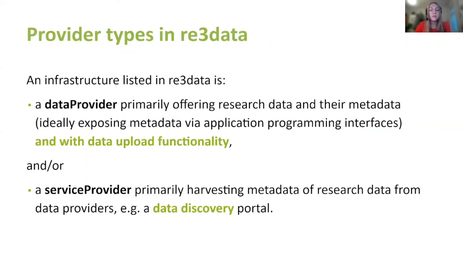And to distinguish different types of services, we also use these two criteria or descriptions, which are part of our metadata schema. So the infrastructures which are listed in re3data can be described as data providers and or service providers. Data providers are repositories that store or offer research data and its metadata, ideally exposing metadata via interfaces. And the service providers harvest and aggregate the metadata of research data from data providers.